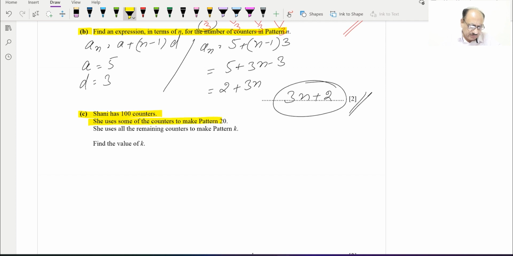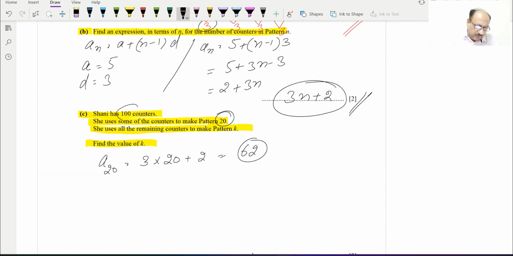She uses some of the counters to make pattern 20. She uses all the remaining counters to make pattern k. Find the value of k. So first of all, pattern 20 is made, so we will use the same formula: 3 times 20 plus 2, and this is equal to 60 plus 2, so 62 will be used out of 100 counters. So the remaining will be equal to 100 minus 62, and this will be equal to 38.